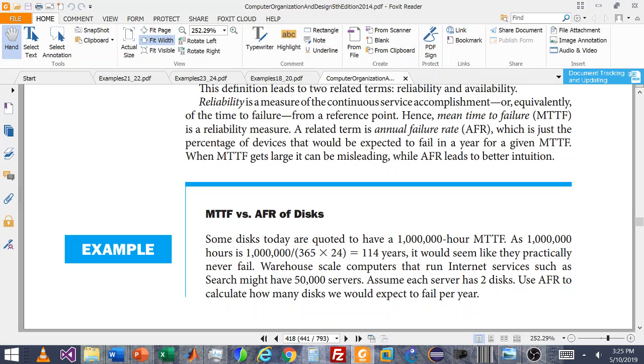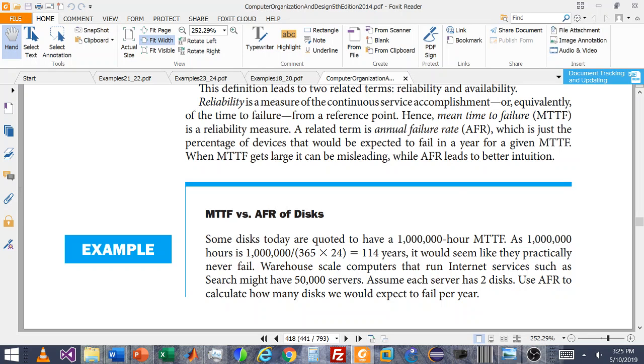And we went over this in class briefly too. But long story short, as it says here, you'd think with a million hour MTTF, which is 114 years, it's very unlikely you'll have a failure. But when you spread that mean out amongst 100,000 disks, it's actually the opposite.